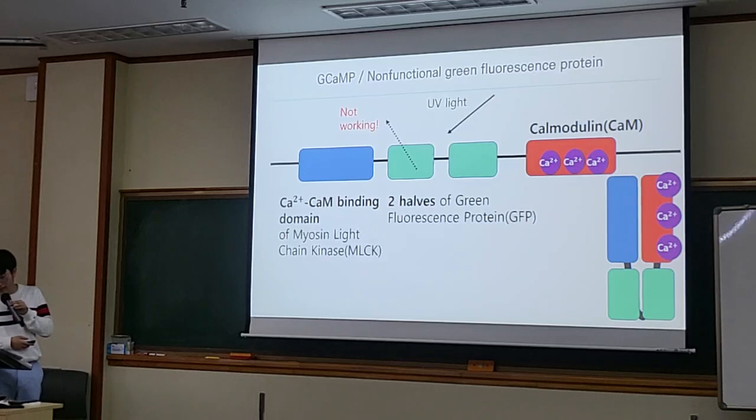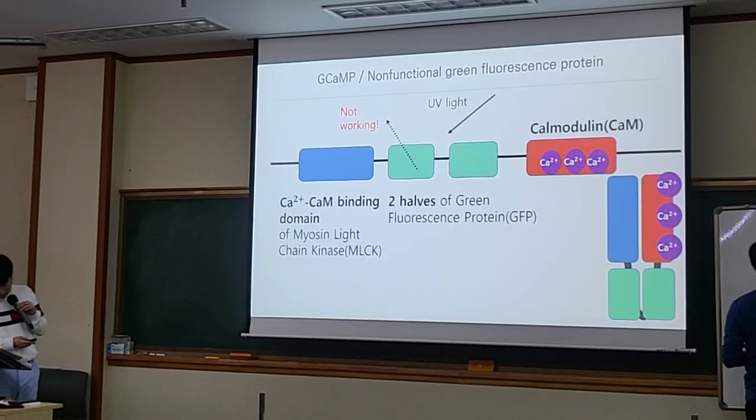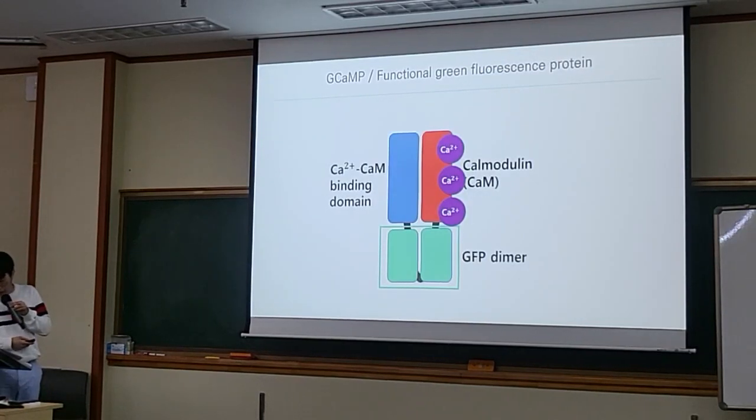So at the moment, in the resting, unbound state, this GFP is split in two, and it's not functional. If we shine UV onto this original protein, we do not get green coming back at us. Then there is the bound protein. It's folded so that this calmodulin over here is now bound to calcium, creating a calcium-calmodulin complex, which is now bound to the calcium-calmodulin binding domain from MLCK.